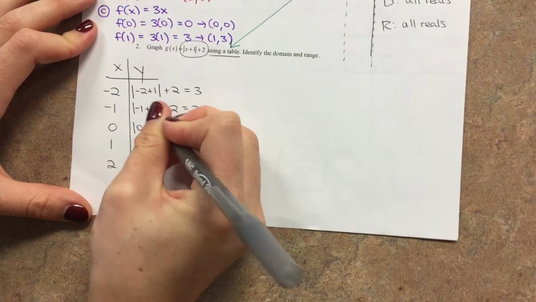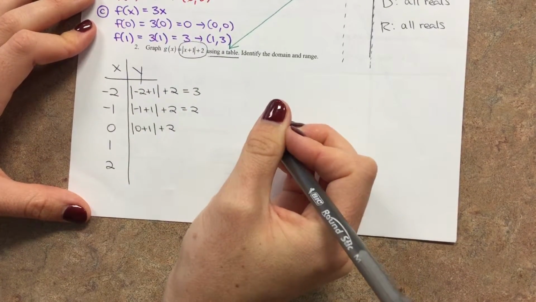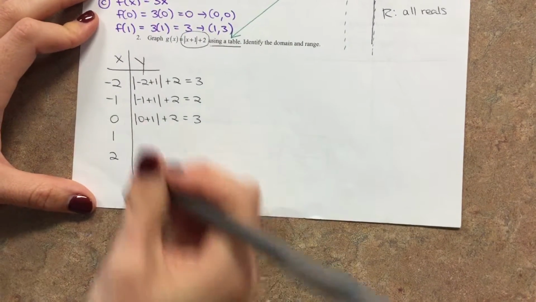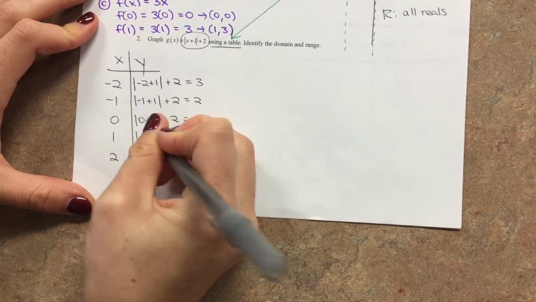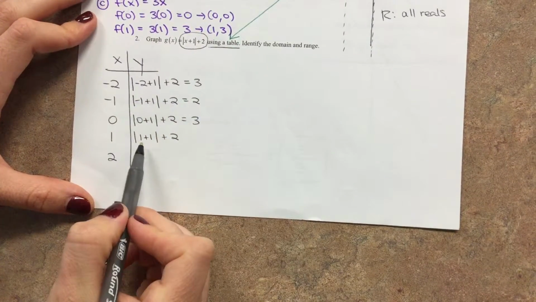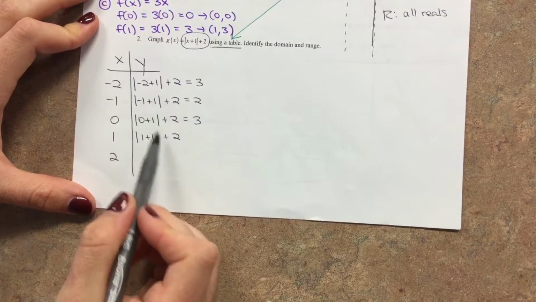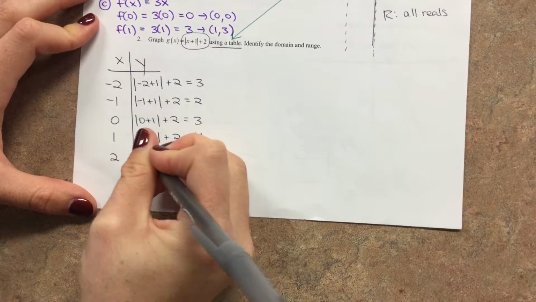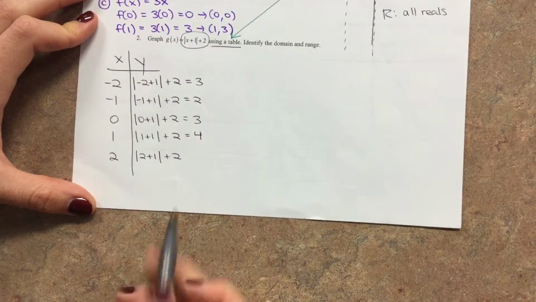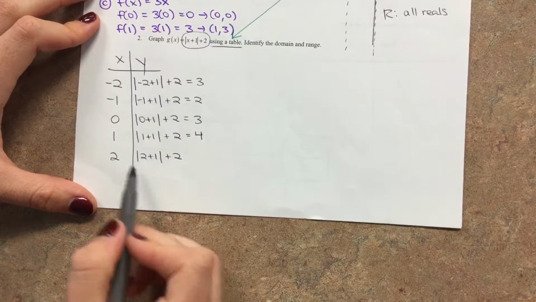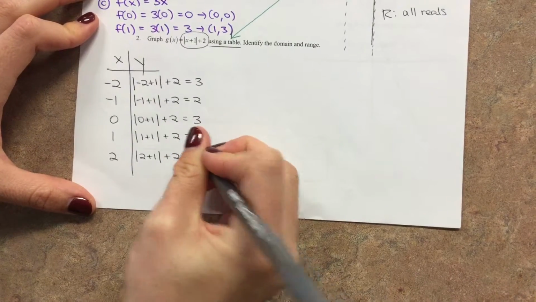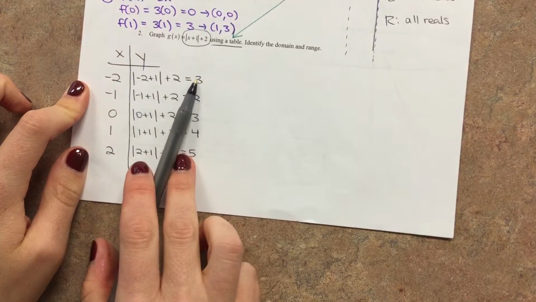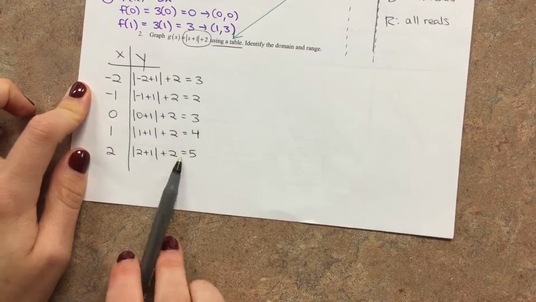Plug in the 0 for x. 0 + 1 is 1. Absolute value is still 1. +2 would be 3. Plug in the 1 for this one. 1 + 1 is 2. Absolute value is still 2. +2 is 4. And last one is the 2. So inside the absolute value, 2 + 1 is 3. Absolute value is still 3. +2 is 5. So these are all ordered pairs. For each ordered pair, this is the x coordinate, this is the y coordinate. So go ahead and plot those 5 ordered pairs.